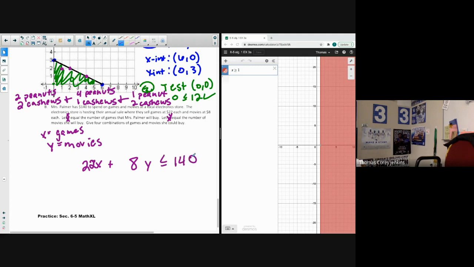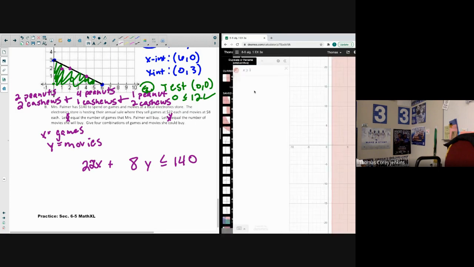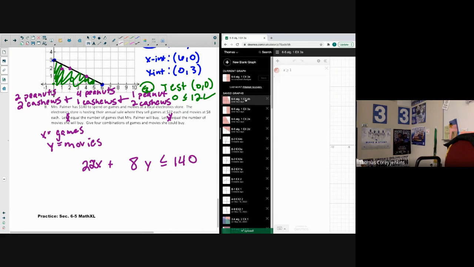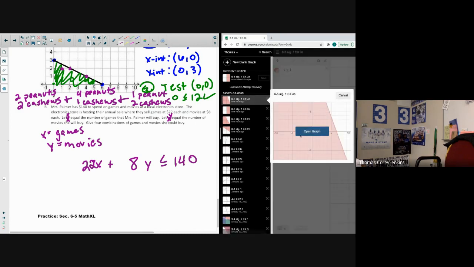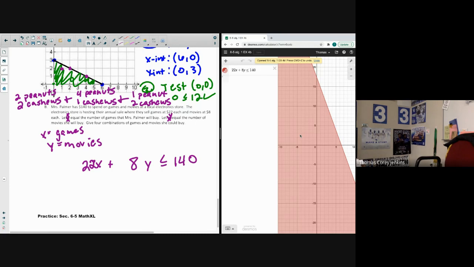All right, so I already have that typed in. Again, we're going to base our last answer on Desmos. Give 4 combos that she could buy. I'm going to open up that last example. All right, so you need to understand kind of visually. Notice all this over here is shaded in quadrant 2, 3, and 4. Really, all we want to look at is the quadrant 1 part of the graph, because you can't buy negative games and you can't buy negative movies, right? So anyways, let's go ahead and look at this.